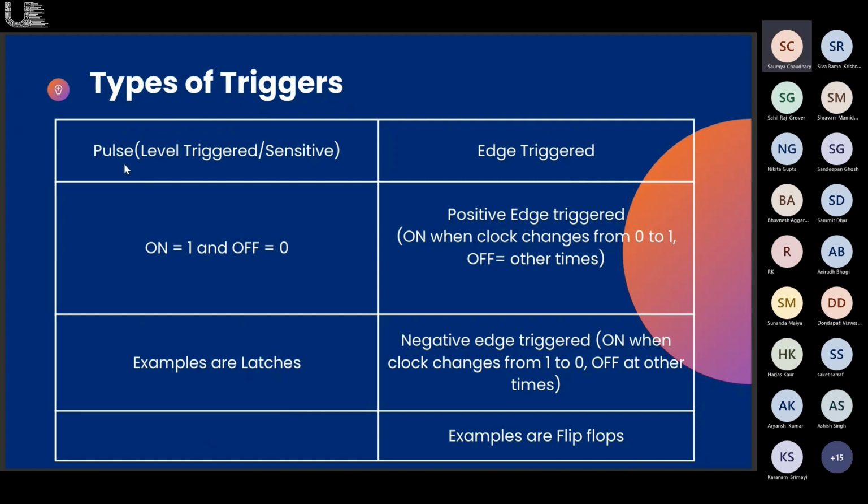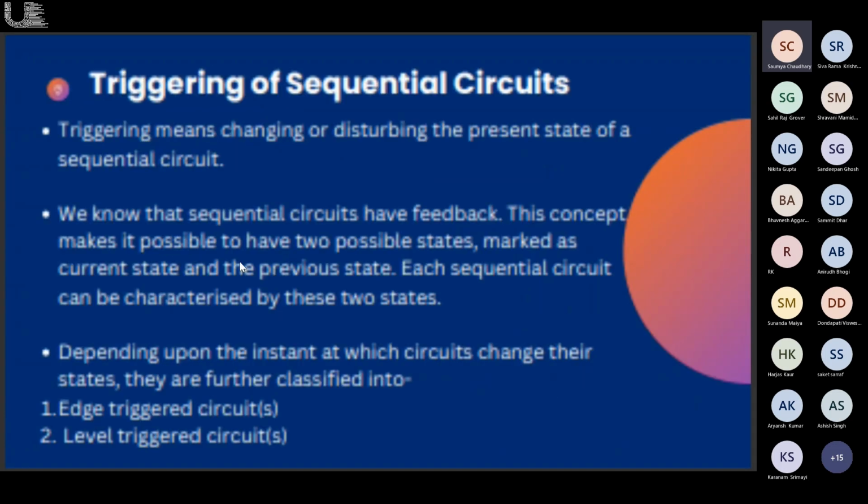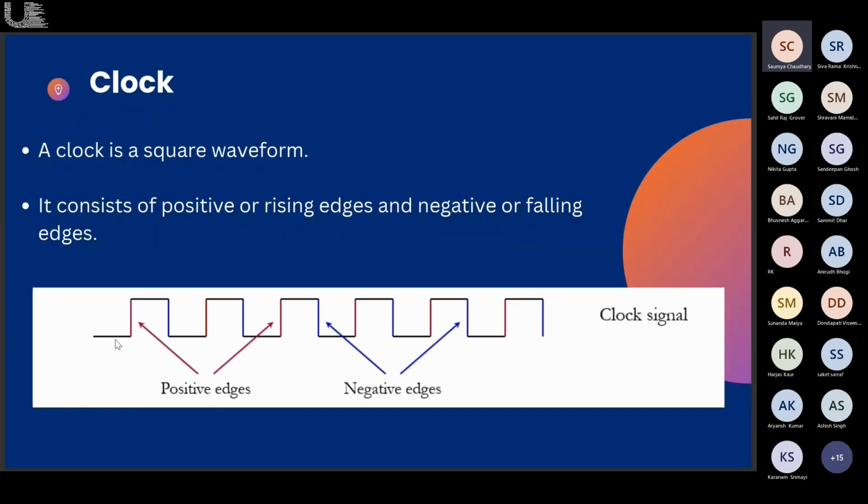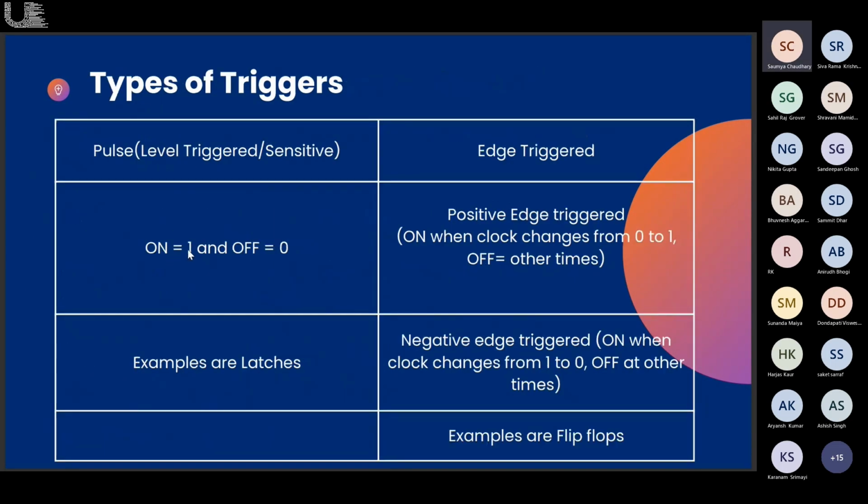So the types of triggers are level triggers and edge triggers. In level triggers we have 0 or 1. This is 0 and this is 1. The circuit is on when it is in the 1 region and the circuit is off when it is 0. What does it mean by on and off? On refers to when the output will change based on the input, and when the circuit is off, the present output will remain as it is, the same as the past output.